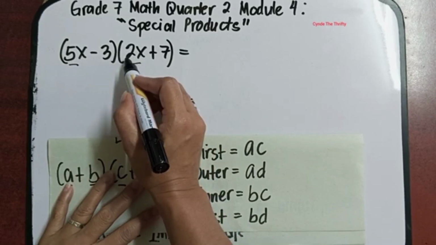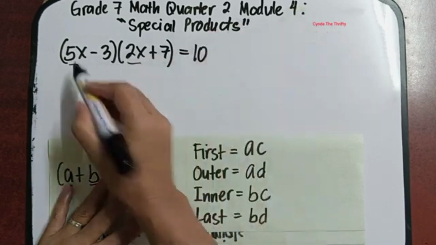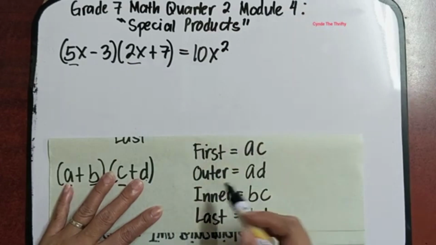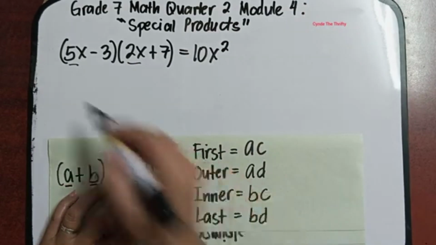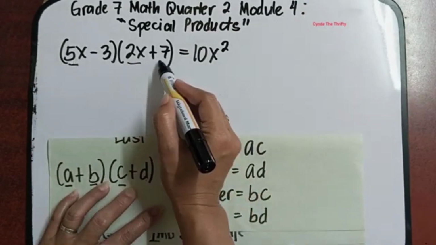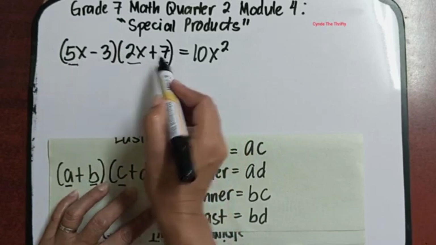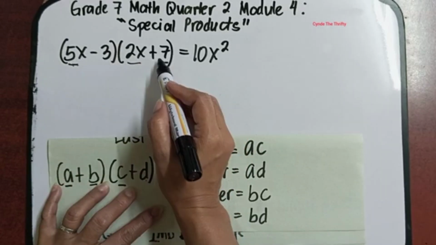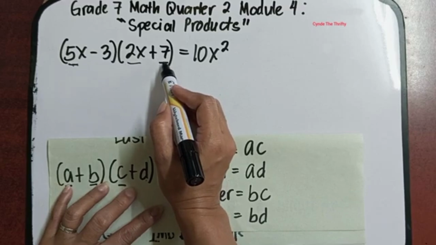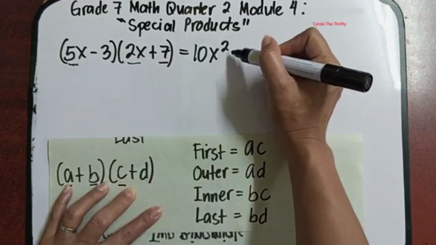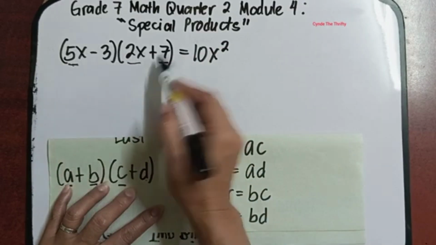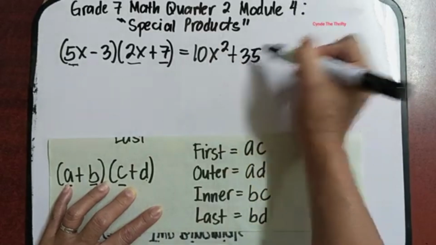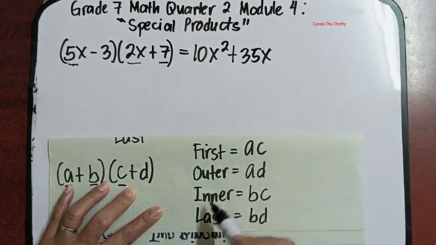So, 5 times 2 equals 10. x times x equals x squared. Okay, so sunod naman ang outer. Ang outer natin is itong mga nasa gilid. So, i-multiply natin ang outer natin. So, 5x times 7. 5 times 7 is equal to 35, and then x. So, dahil positive si 5x at si 7, so plus ang ilagay natin. Plus 35x.